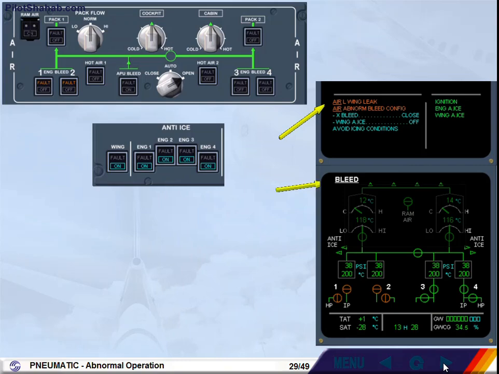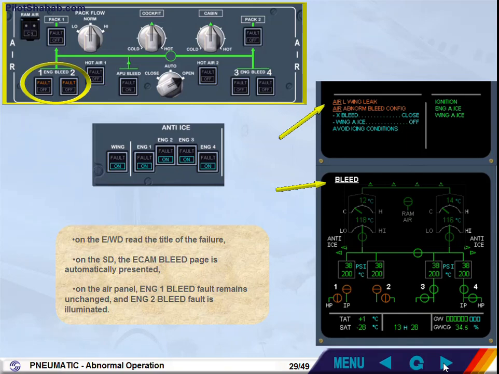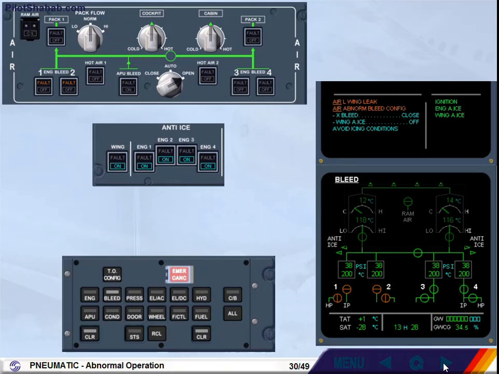On the system display, the ECAM bleed page is automatically presented. On the air panel, engine 1 bleed fault remains unchanged, and engine 2 bleed fault is illuminated. The title of the failure indicates that a bleed leakage in the left wing has been detected. The left side of the bleed system has to be shut down in order to prevent any damage from leaking hot air. That provokes an abnormal bleed configuration as indicated on the second line of the engine warning display.